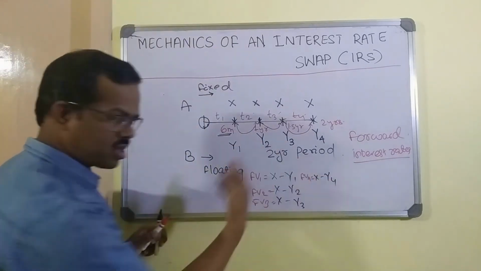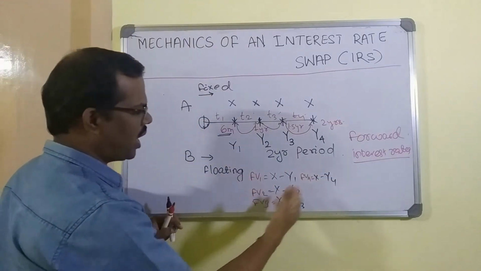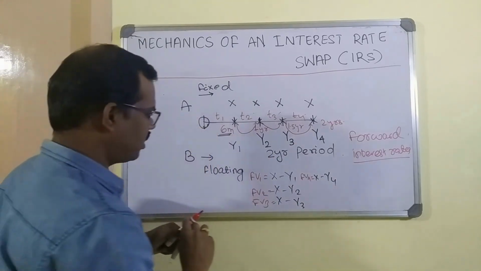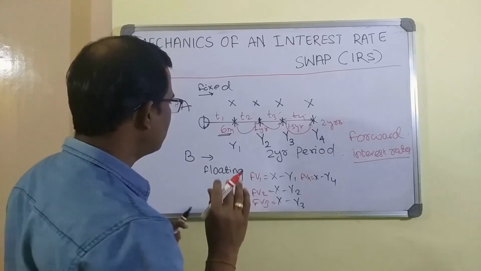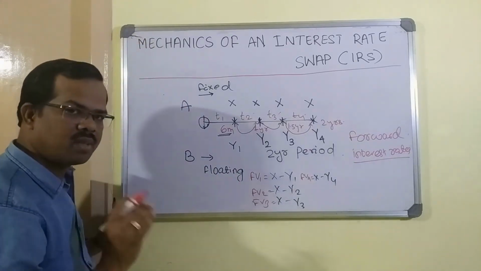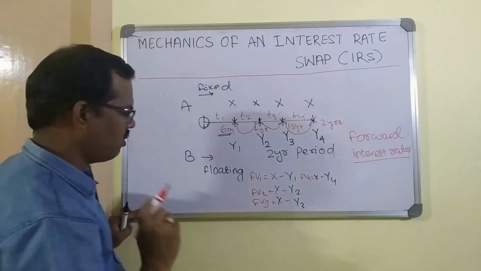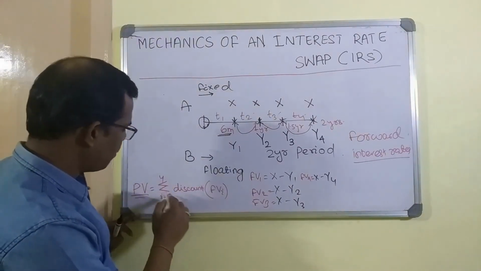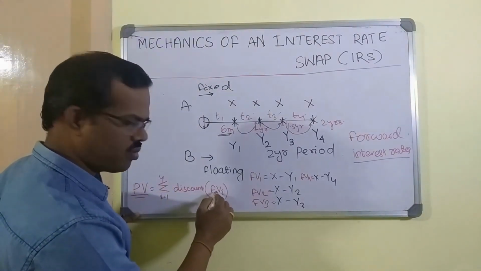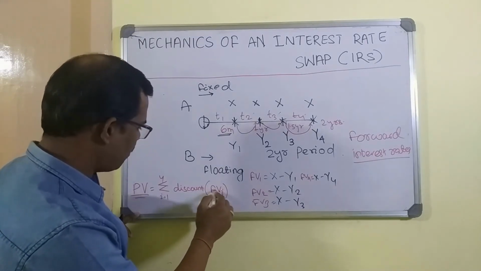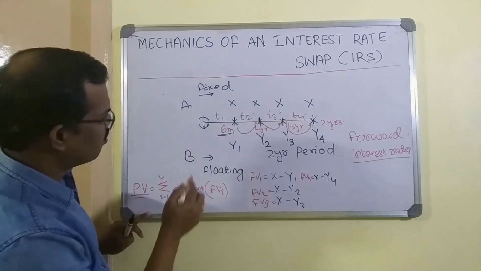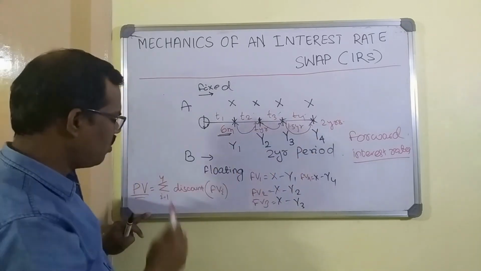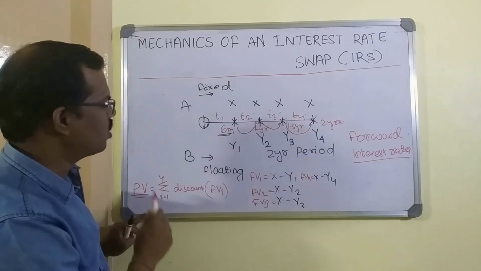Then you discount the values to the present time and you will get the present value of the swap, or simply it is called the mark to market value. So PV of swap will be equal to the summation of all the discounted values of your future cash flows, FPi, when i goes from 1 to 4. So that will be the present value of your swap.